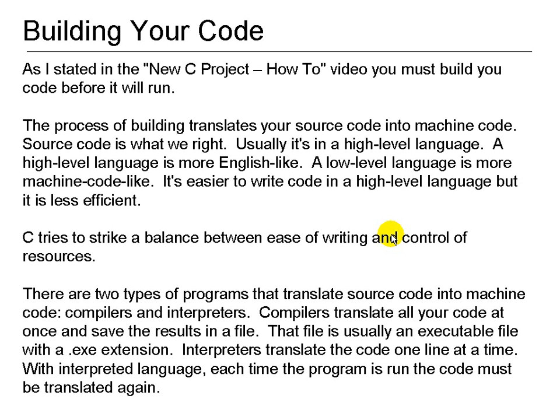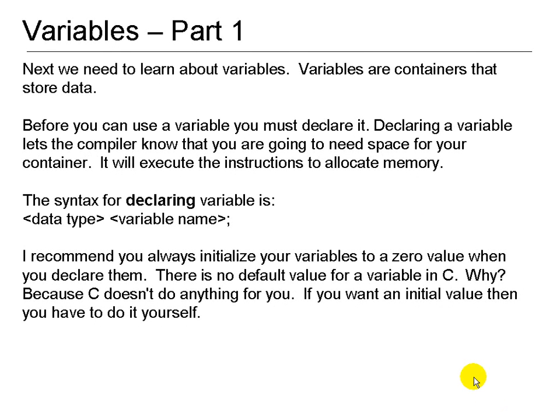Interpreters translate the code one line at a time. With an interpreted language, each time the program is run, the code must be translated again. That's why C is a compiled language. It does that work once and then saves the results of the work. Next, we need to learn about variables. Variables are containers that store data.